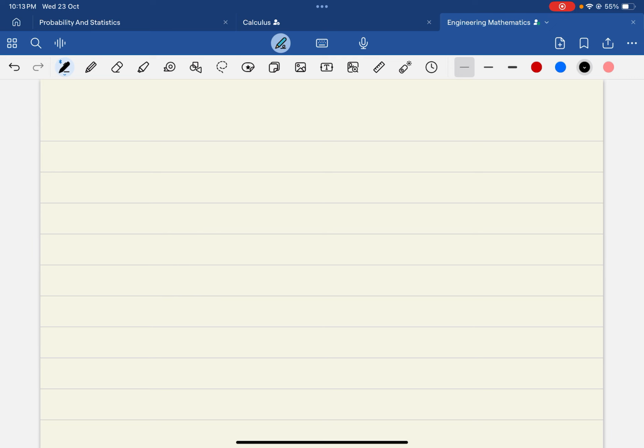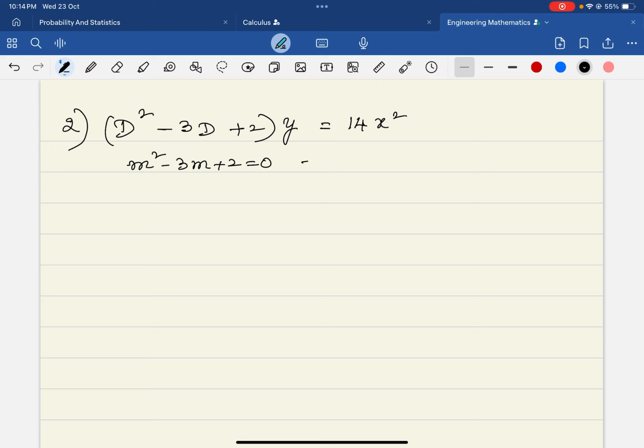Let's take the problem as the second one. Just take it as D square minus 3D plus 2 of y is equal to 14x square. That's it. So now what do we do? We write down the auxiliary equation and the roots. M square minus 3m plus 2 equal to 0. So the roots are what now? M is equal to 1, 2, minus 1 and minus 2. So m is equal to 1, 2. Therefore yc is what? c1 e power x plus c2 e power 2x. That's it. So now what is yp?